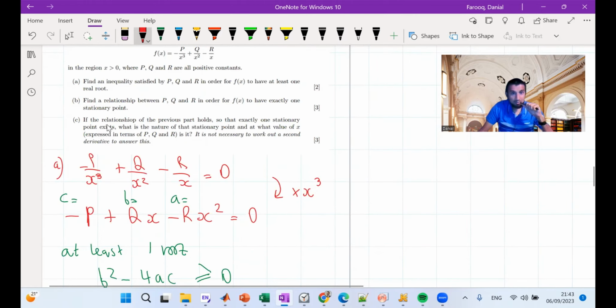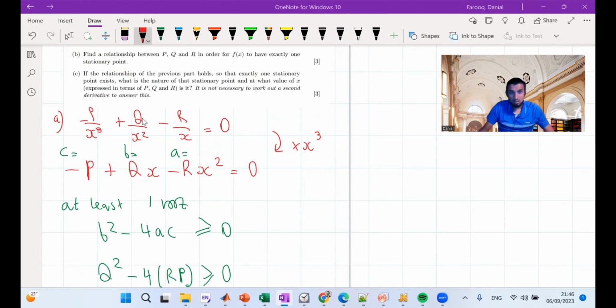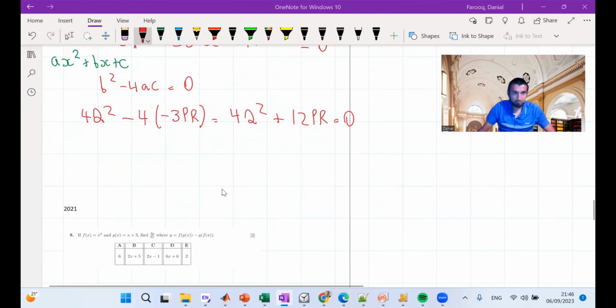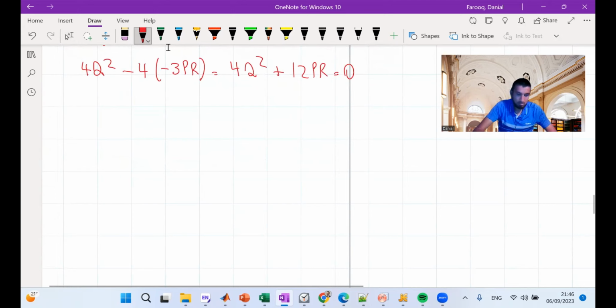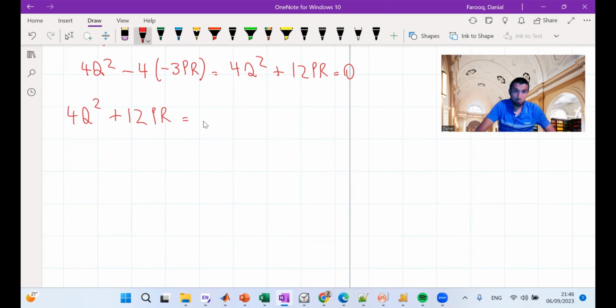Okay, great. If the relationship of the previous part holds so that exactly one stationary point exists, what is the nature of that stationary point, and at what value of x expressed in terms of p, q, and r is it? It is not necessary to work out a second derivative to answer this. Okay, so what we need to do is solve for the stationary point given that 4q squared plus 12pr equals 0.